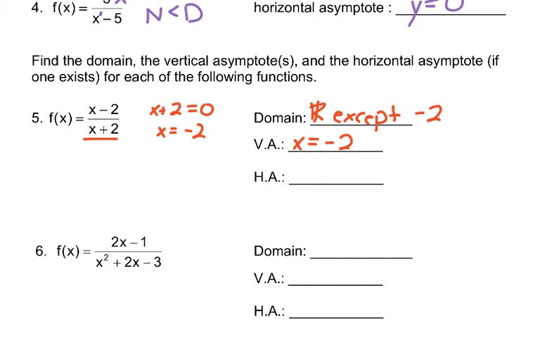And then to find your horizontal asymptote, you look at the biggest exponent. So this is an x to the first over x to the first. Here, the numerator equals the denominator. Whenever that happens, we take the numbers in front. So our horizontal asymptote would be y equals 1 over 1, or just 1.